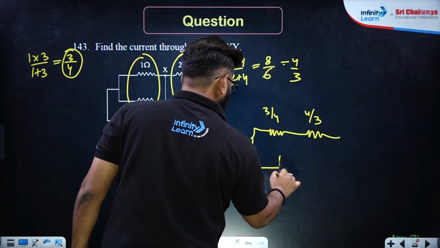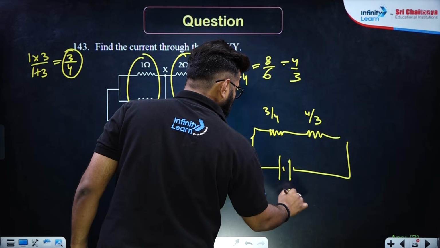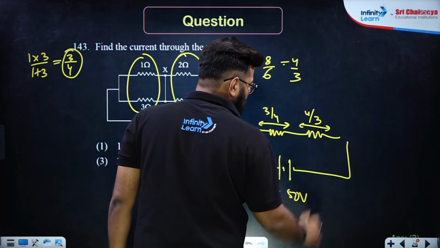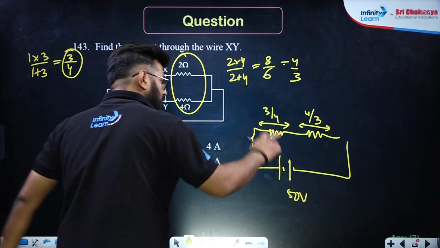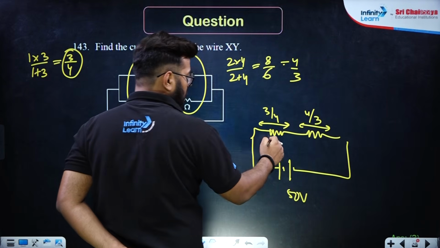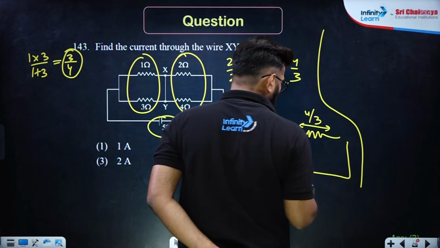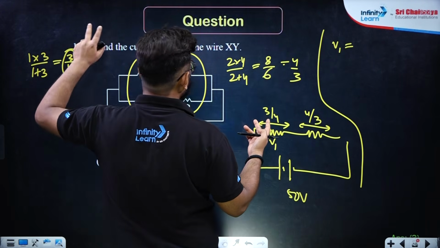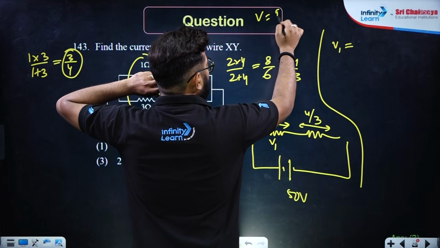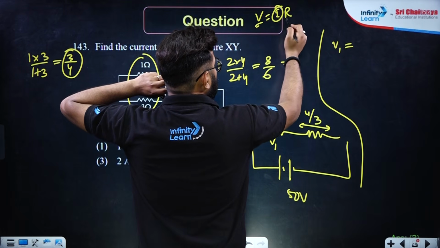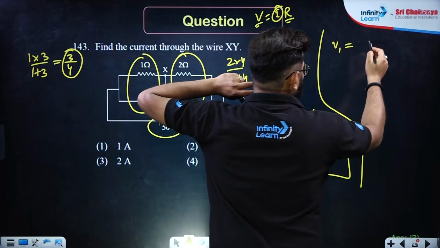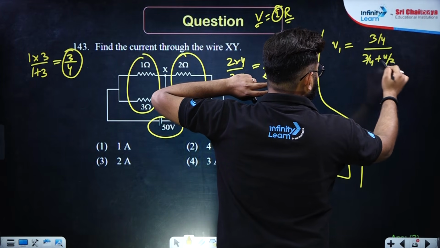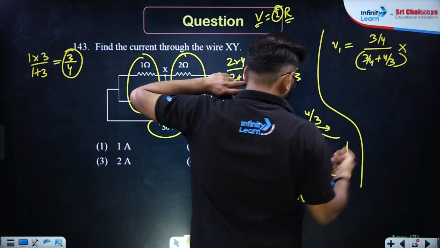And all of this is connected across 50 volt, right? So this 50 will be distributed across this also, and across this also. How? Based on the same approach, here V1 will be, now the current is the same. V equals IR, so this is the same. That means V will be directly proportional to R. So 3 by 4 whole divided by 3 by 4 plus 4 by 3 into the total potential, which is 50.